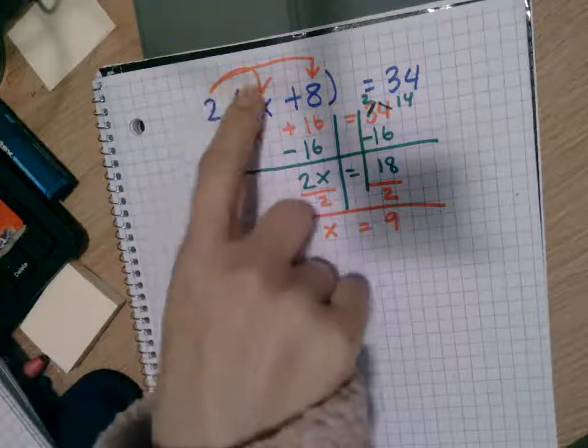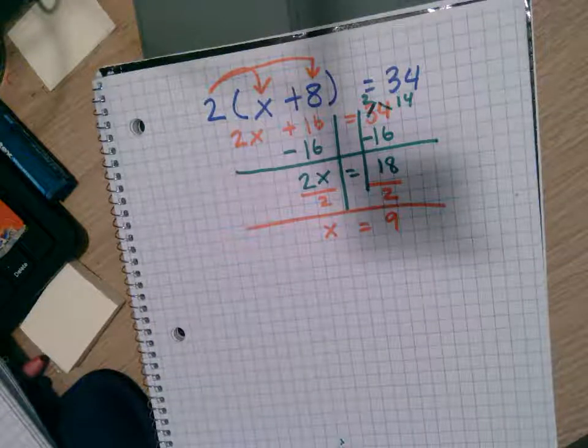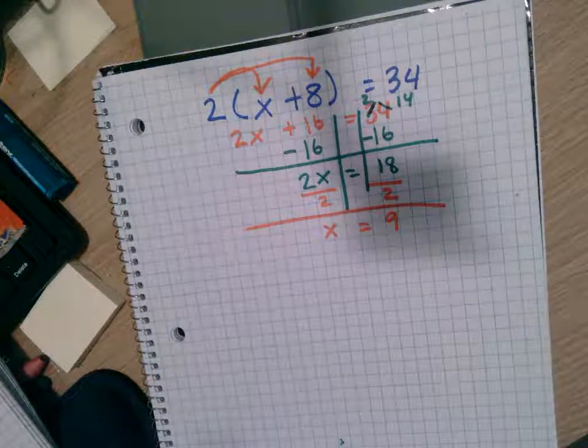Okay, so what's different today? I gotta do this distributive property first, and that's it. That's the only extra step we're gonna do.